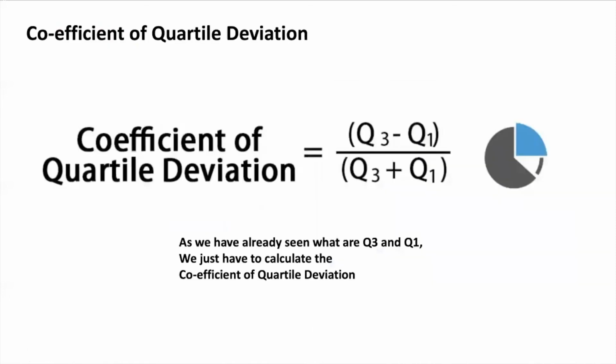Now, how do we calculate the coefficient of quartile deviation? We can calculate it simply by this formula, which is (Q3 minus Q1) upon (Q3 plus Q1). As we have already seen what Q3 and Q1 are, we just have to calculate the coefficient of quartile deviation. By using this, we can compare two data sets of the same type.